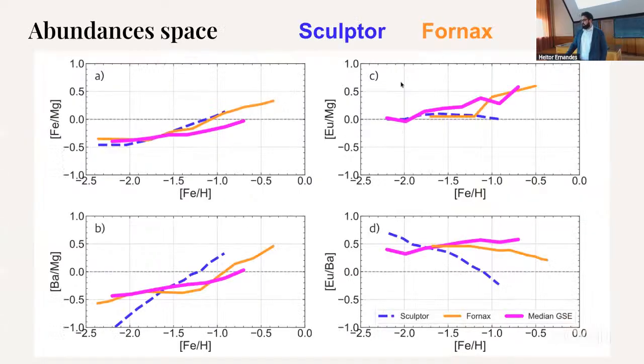But now we put it always in this context as the same trend as before for Sculptor, Phonax, and the GSE. So the GSE is this magenta-like trend, and the Phonax and Sculptor are the orange and the blue, as before.